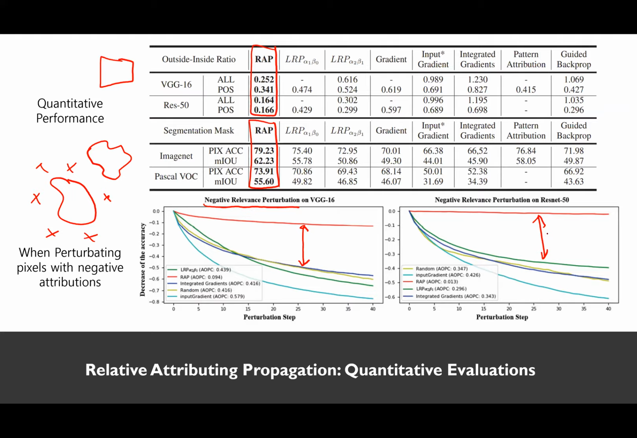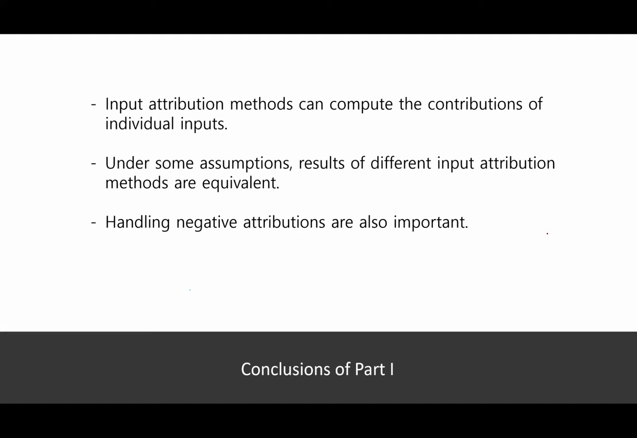Yeah, so this is the conclusion of part one. I spent more time than expected. Input attribution methods can compute the contribution of individual inputs. Under some assumptions, the results of different input attribution methods are equivalent. And handling negative attribution is also important. That is the conclusion of part one, and these are the references for part one.